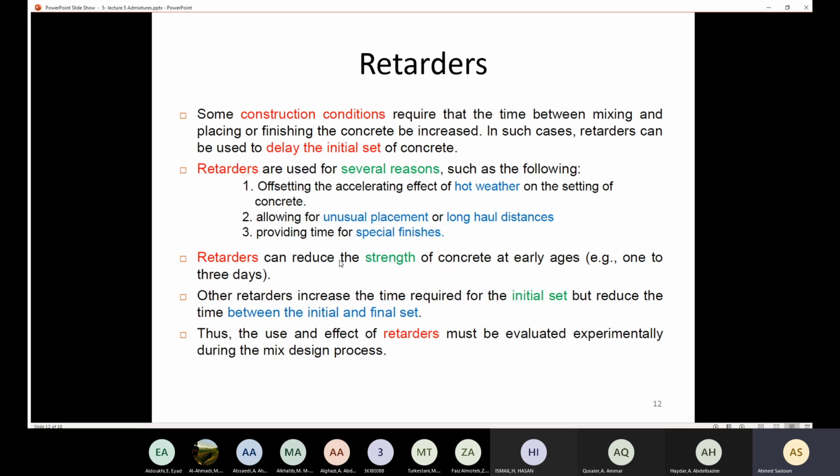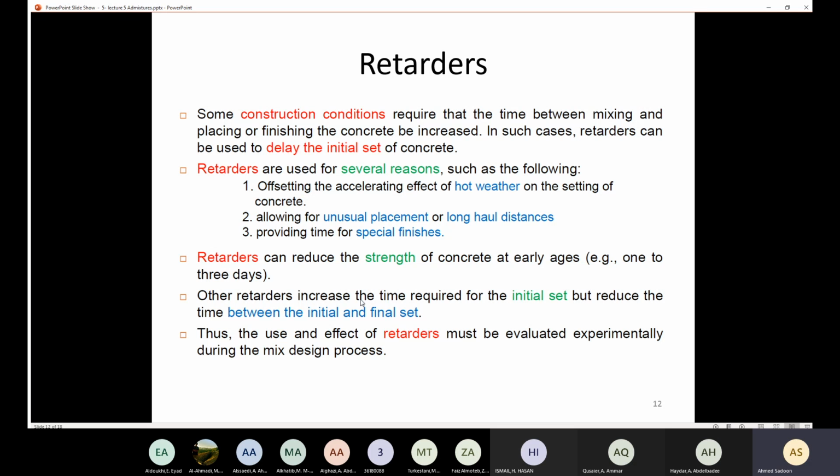The retarders can reduce the strength of concrete at early ages. So if you are going to use the retarders, the strength of the concrete is going to be lower than normal at the early ages, which means from 1 to 3 days. Other retarders increase the time required for the initial set, but reduce the time between the initial and the final set. So you are going to increase the initial set, but the time between the initial and the final set is going to be reduced.